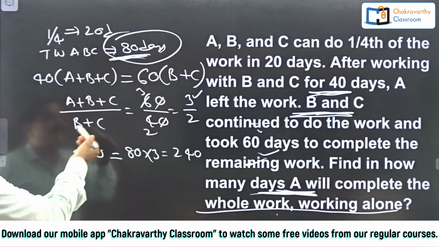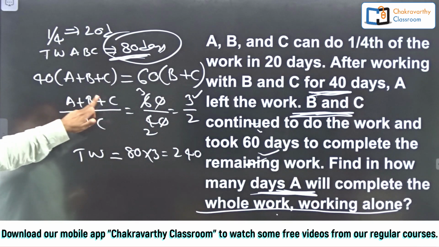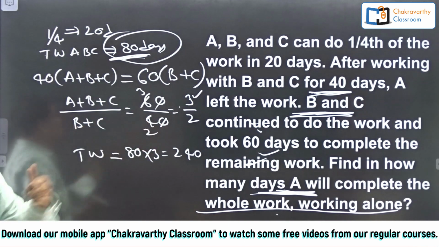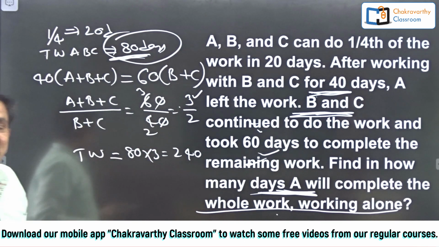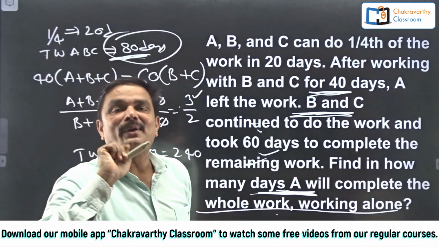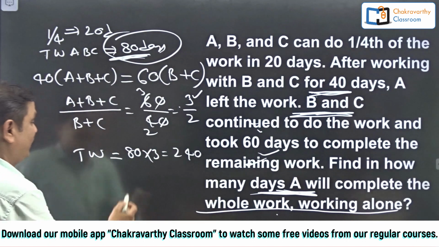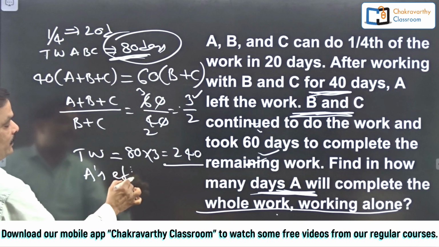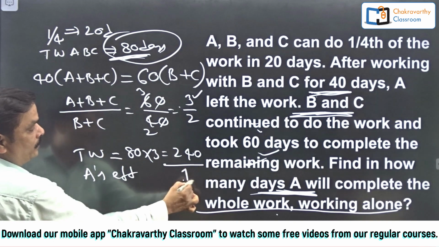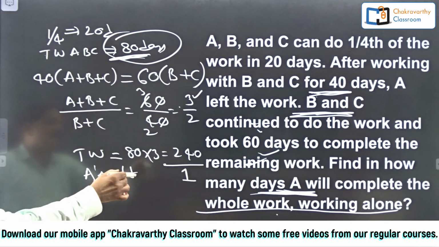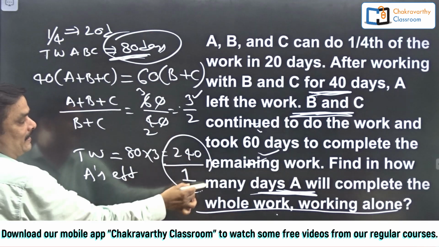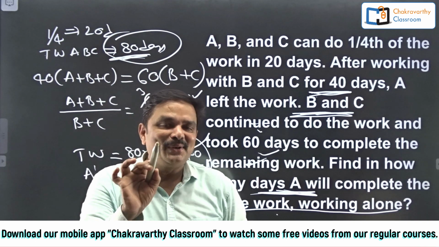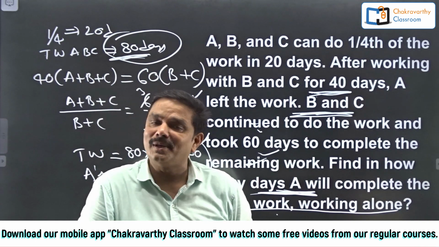Next, what is A's efficiency? A plus B plus C's efficiency is 3. B plus C's efficiency is 2. That means A's efficiency is 1 unit per day. So, total work divided by A's efficiency, that is 1 unit per day. In how many days can A alone complete the work? My answer is 240 days. Is it clear for you students how simply you can do that question?